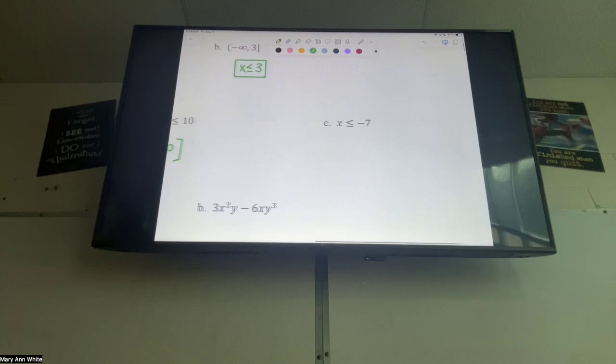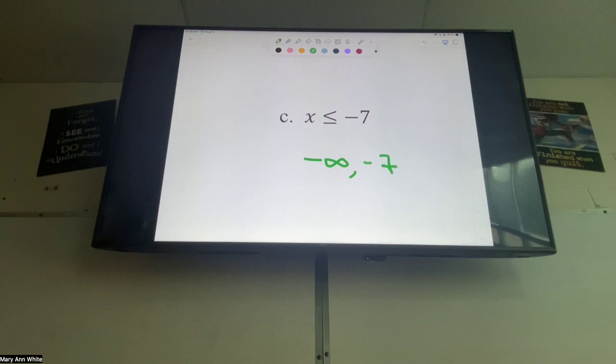And then last one, x is less than or equal to -7. What am I going to write? Negative infinity. Good. And bracket or parenthesis with the negative infinity? Good. What about with the -7? Bracket. Good. Awesome.